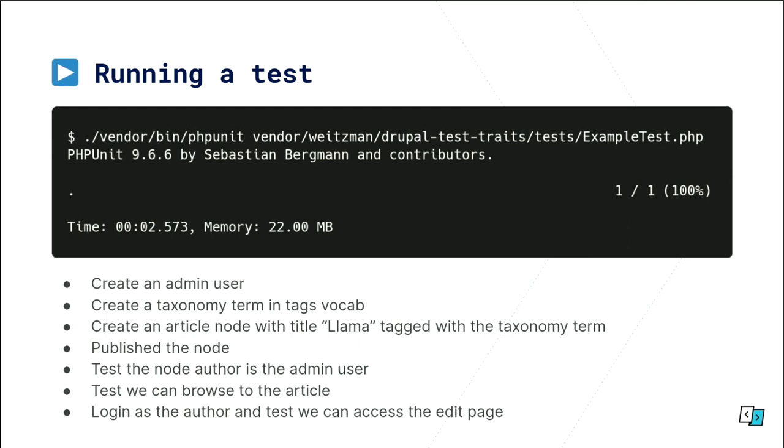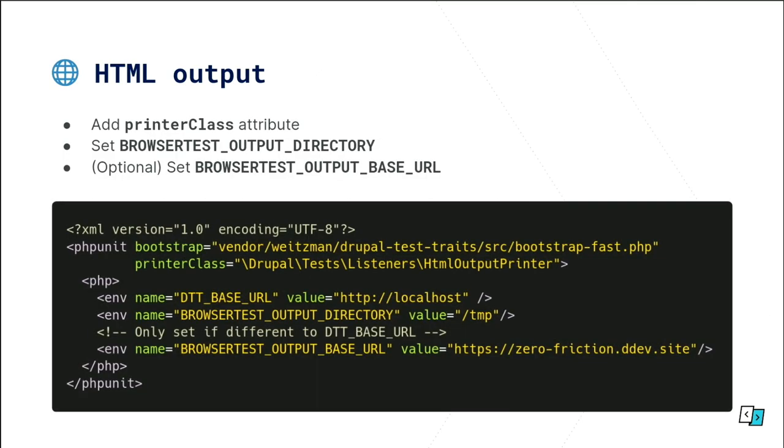So if you want to see what's actually happening in that test, you can enable HTML output. Basically, we just need to add the printer class attribute in our PHPUnit XML file. There's plenty of documentation on how to do all this. And we basically need to set a directory where it's going to write the HTML files.